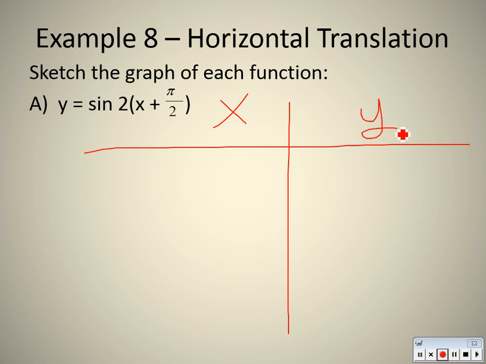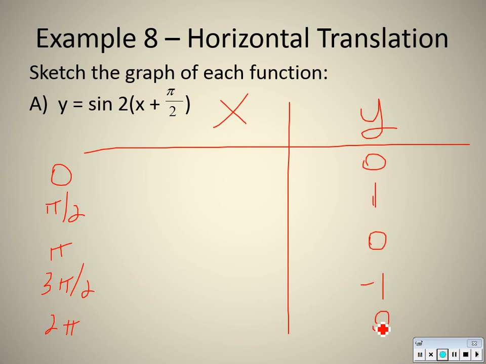So I have my sine values first. My originals are 0, pi over 2, pi, 3 pi over 2, and 2 pi. And then my y values for sine are 0, 1, 0, -1, and 0. So notice there's two things happening within this equation. This 2 in front of the parentheses is telling me that the graph is going to do a horizontal shrink, and then this plus pi over 2 in the parentheses is telling me that the graph is also going to shift to the left pi over 2.